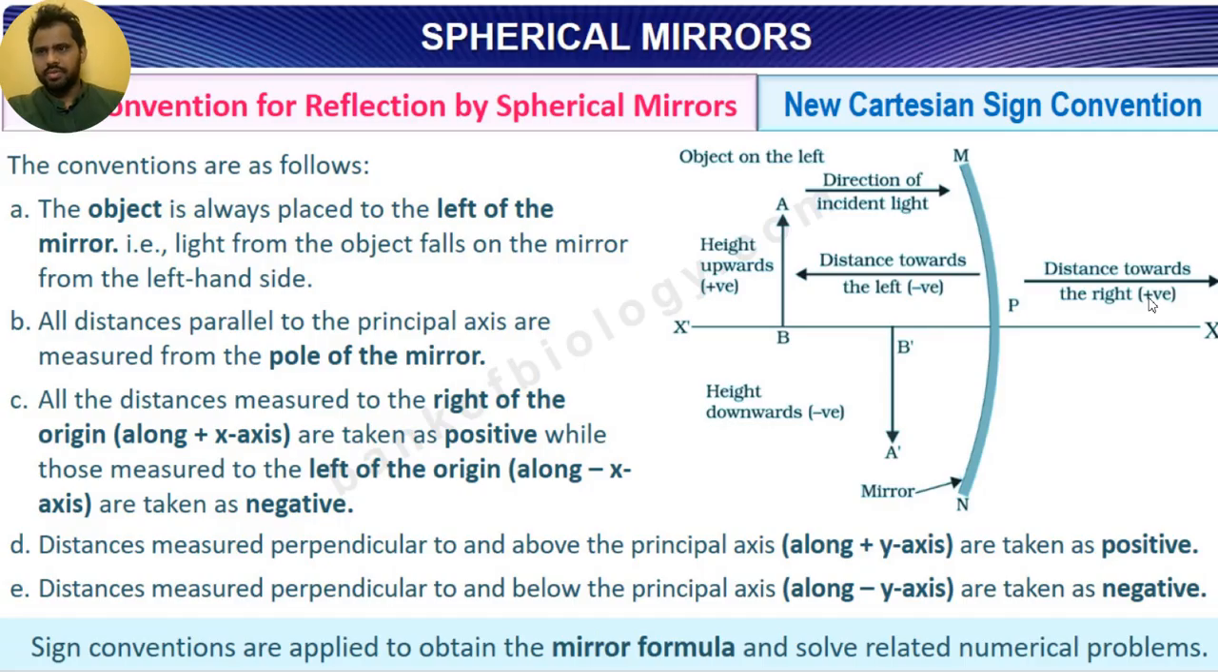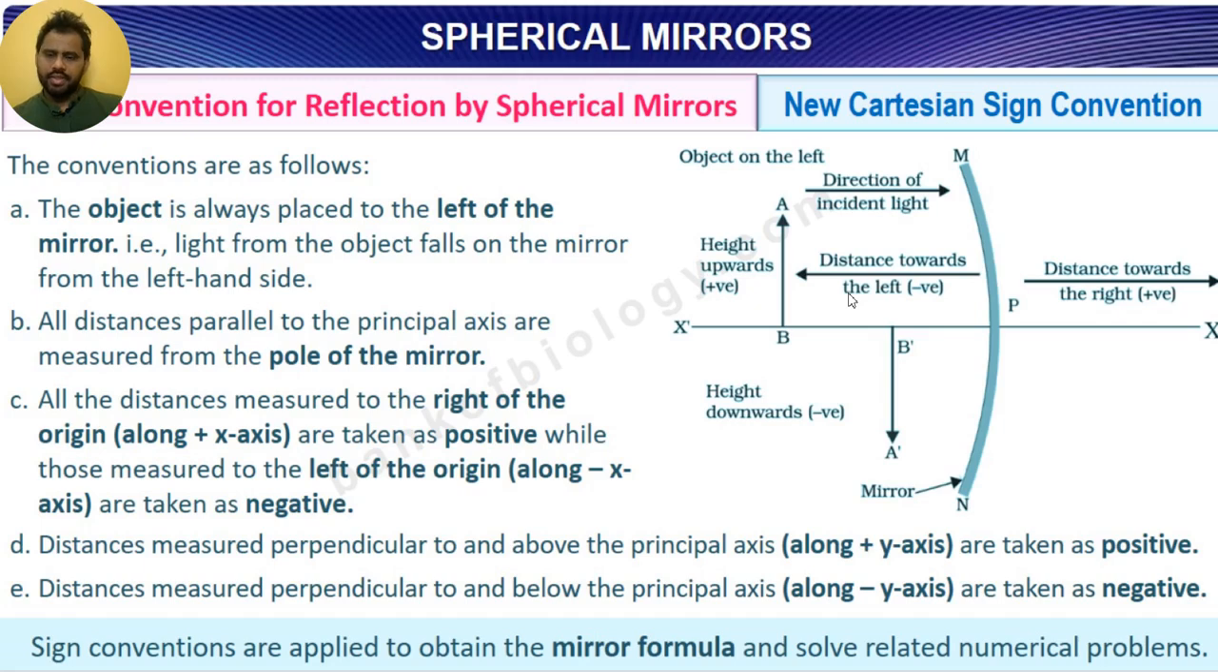That's why when we solve numericals related to light, we observe that the object distance is always negative, because the object is always placed in front of the concave mirror. The object is always placed to the left of the mirror. So light from the object falls on the mirror from the left hand side. All distances parallel to the principal axis are measured from the pole of the mirror. All the distances measured to the right of the origin are taken as positive, while those measured to the left of origin are taken as negative.